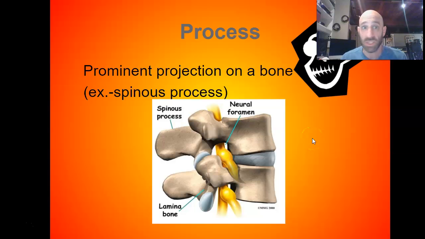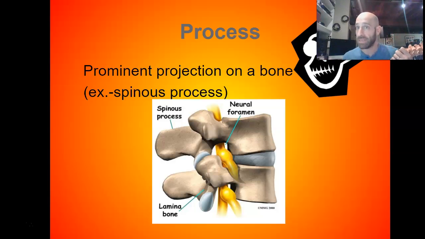And a process is just a prominent projection on the bone. And the best example of that are going to be your spinous processes. And those are coming off of the back of your spine. If you've ever seen anybody bend over before, you know that they have those projections on the back. Anything sticking off of a bone is called a process. So all those other examples I just gave you, trochanters, tuberosities, those are kinds of processes. But a process is just something that sticks off the bone.